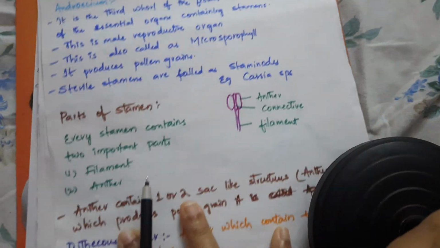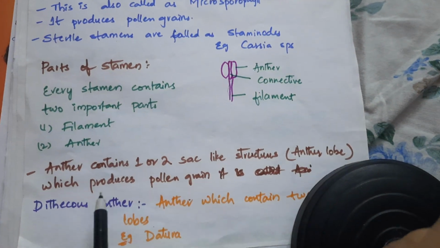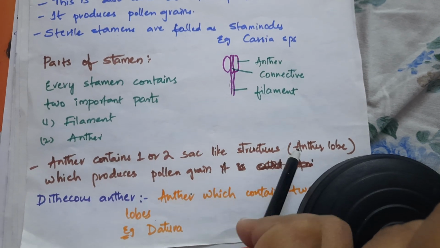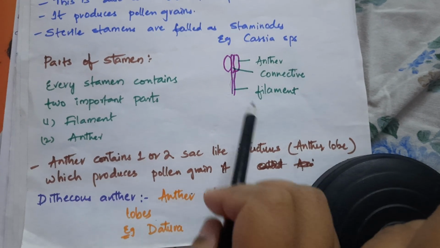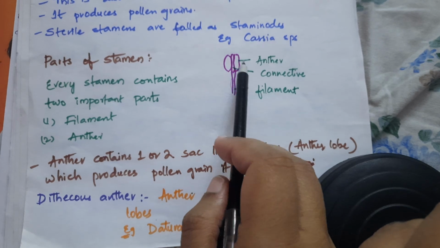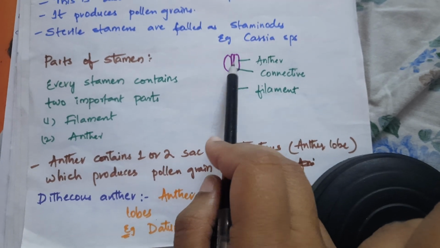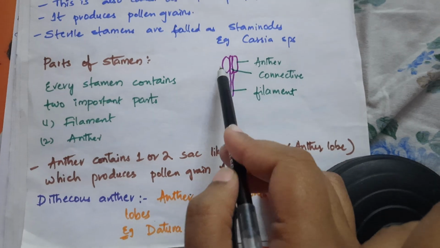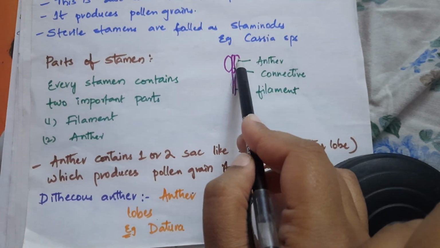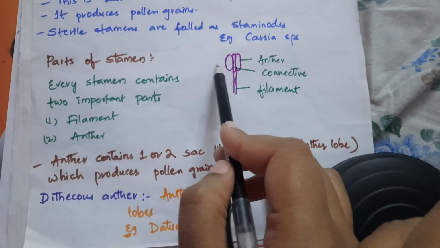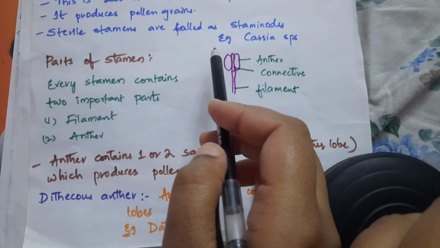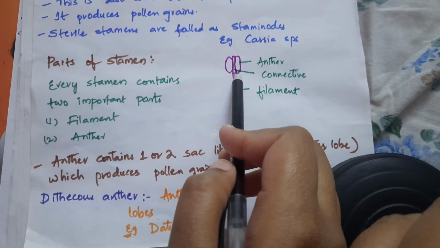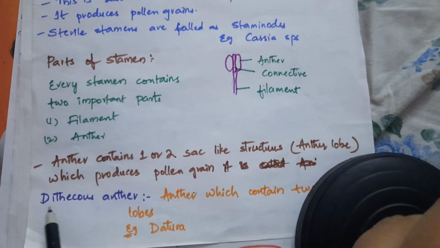Here the anther contains one or two sac-like structures, that is the anther lobes. See here, it is showing two lobes. In some it will show a single lobe, which produces pollen grains. What is the function of these anther lobes? They produce the pollen grains. What are pollen grains? Pollen grains are the male gametes, which take part in the reproduction.